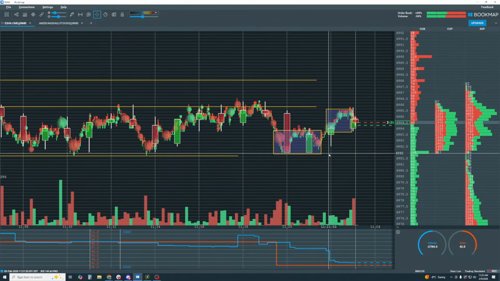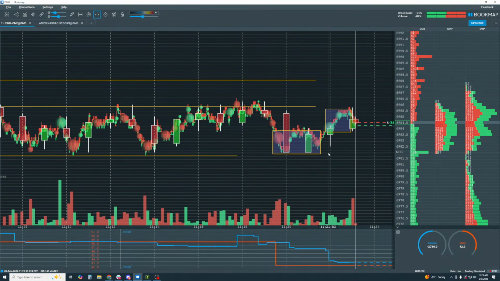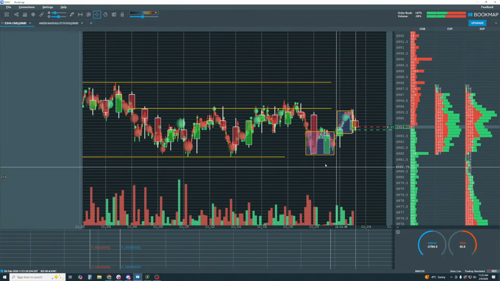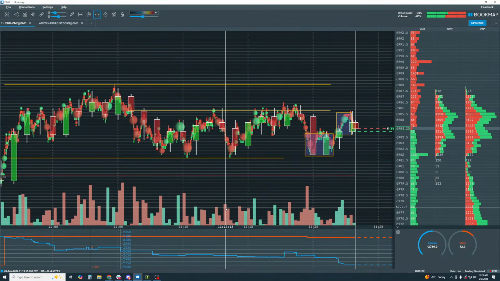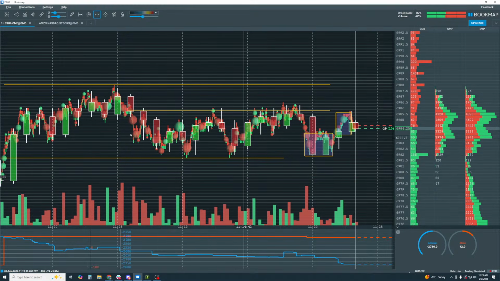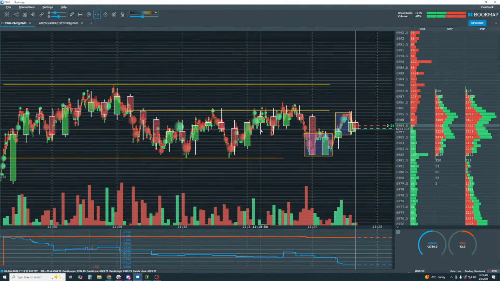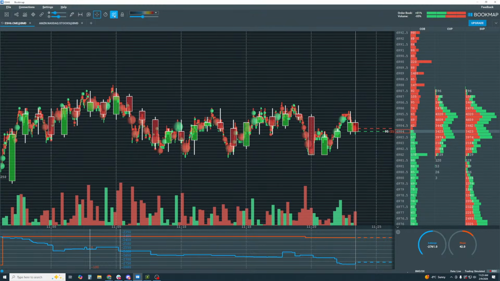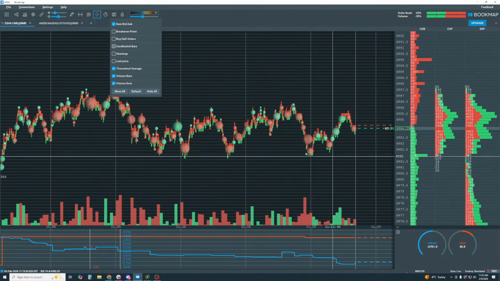So anyway, volume within structure. First, mark up your structures. Just keep it really simple and understand the structural areas in here. And then I'm going to clear the drawings here and clear the candles.